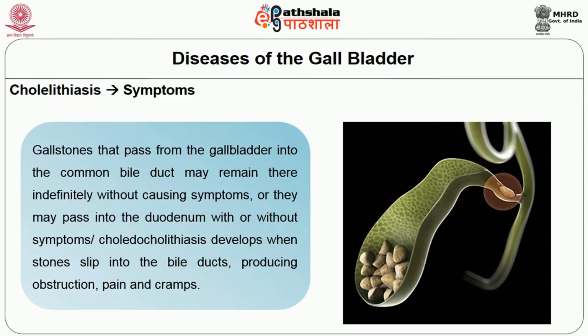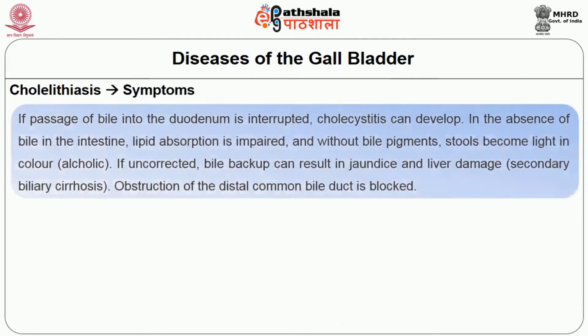Cholelithiasis develops when stones slip into the bile ducts, producing obstruction, pain and cramps. If passage of bile into the duodenum is interrupted, cholestasis can develop. In the absence of bile in the intestine, lipid absorption is impaired, and without bile pigments, stools become light in color. If uncorrected, bile backup can result in jaundice and liver damage.